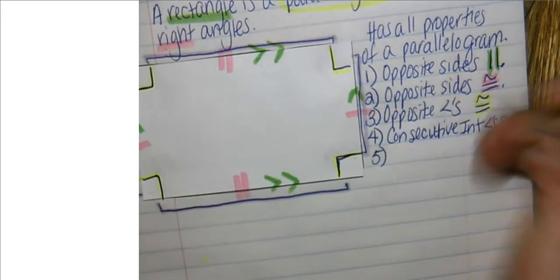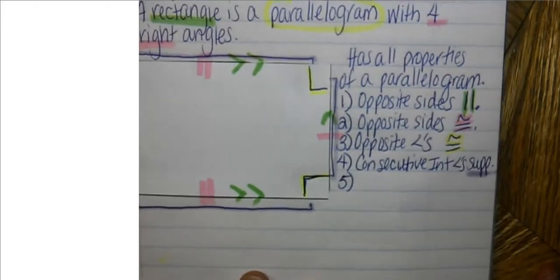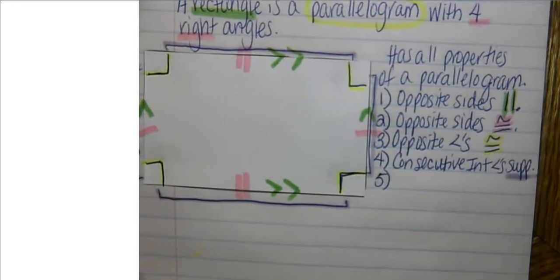The fifth property deals with diagonals. And those diagonals are, if I were to take out a straight edge, I'm going to draw in the diagonals.